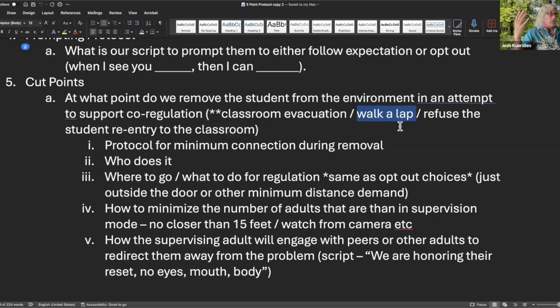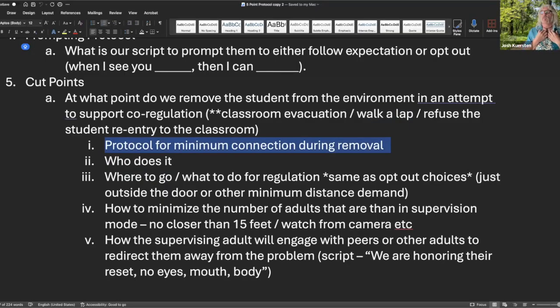And then what do we do? There is a protocol for that. Who does it? Who's the one who stands and blocks the door and closes the door? And who do we call if they're outside and they're not allowed back in and all that stuff? So these are just thought points, right? What's the protocol for our minimum connection during refusal?